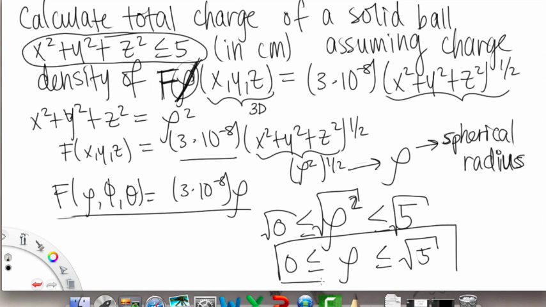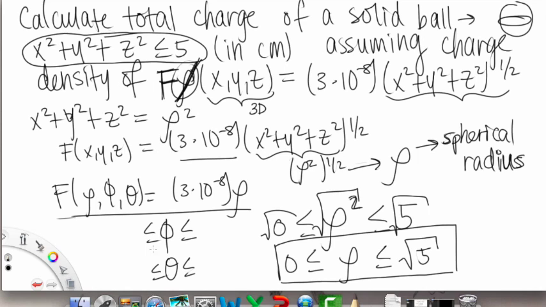We just found those. And also, now we need phi and theta. Here, they don't give us any information about the bounds for these angles, because they already told us solid ball, which implies the entire sphere, so we should know the bounds for the angles already. So we know that phi is measured from the top. So let's say we have our sphere, and phi is measured all the way going down this way.